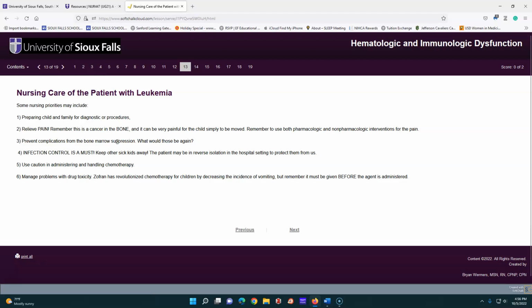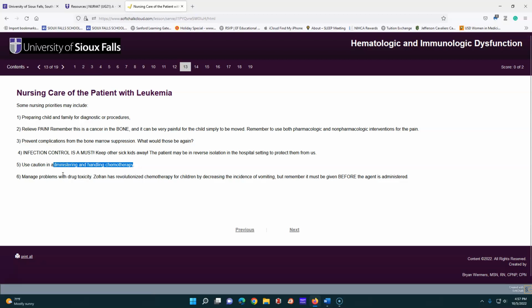So we talked about bone marrow suppression from chemotherapy agents and stuff like that. So really trying to be careful with them. Infection control is a must. And this can be really tough, especially if we're trying to keep their siblings away from them or grandparents that are sick away from them. And so sometimes we'll put them in reverse isolation, trying to protect them from all the other bugs that are in the hospital. We talked about chemotherapy and how to protect ourselves from that.